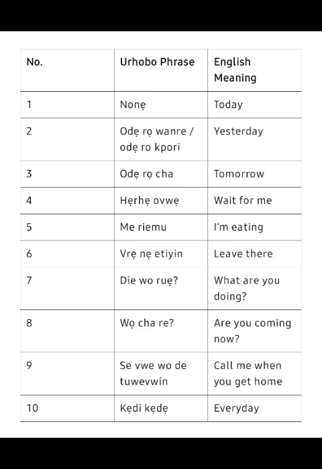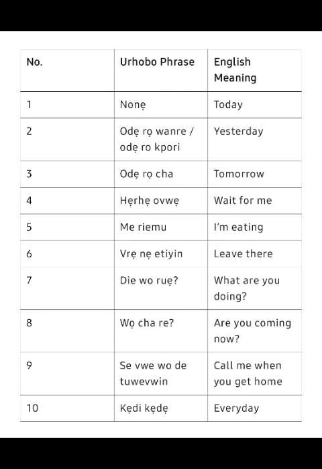Number 1 is nune. Nune means today. Number 2 is oderohware or oderokpori. Oderohware or oderokpori is yesterday. 3 is oderocha. Oderocha is tomorrow. 4 is herowe. Herowe means wait for me. 5 is meliemu. Meliemu means I'm eating.